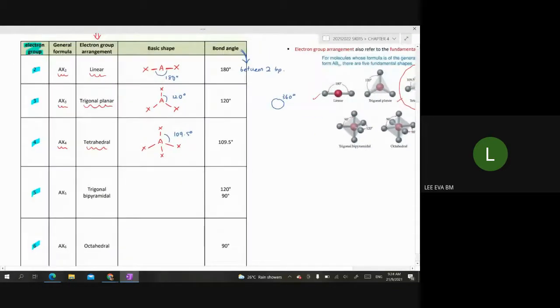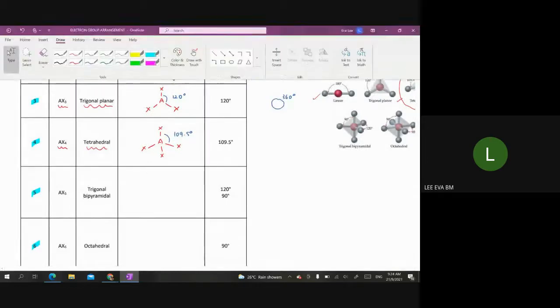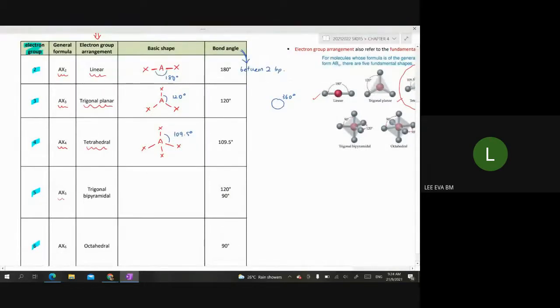Okay. When you have 5 electron groups, the general formula AX5, named as Trigonal Bipyramidal. Susah sikit kena belajar spelling dia. Dan dia punya arrangement, kita arrange macam ni. A, X pertama, X kedua. Lepas tu dekat tengah-tengah sini ada 3 lagi X. And then bond angle dia ada 2.